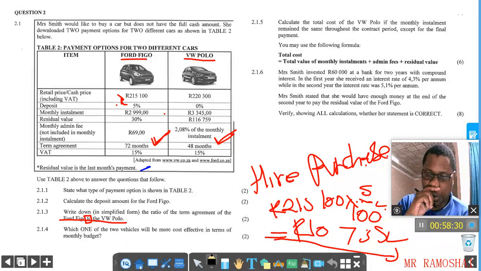Right, here what do we want to do? We must calculate her investment. After 2 years, how much will she receive back from the bank after she has invested 60,000? Will it be enough to cover the residual value? The residual value is 30% of 215,000, right? So now let's invest her 60,000 and see how much she's going to get after 2 years.